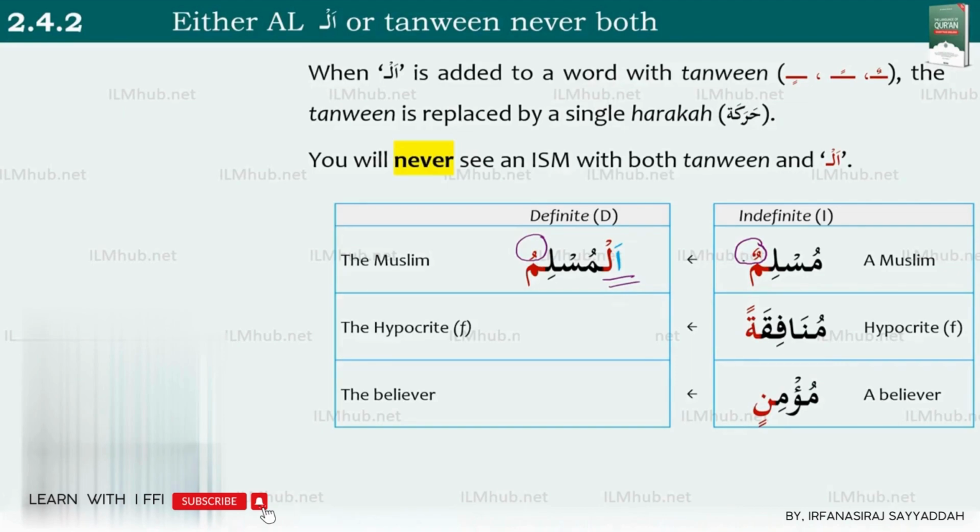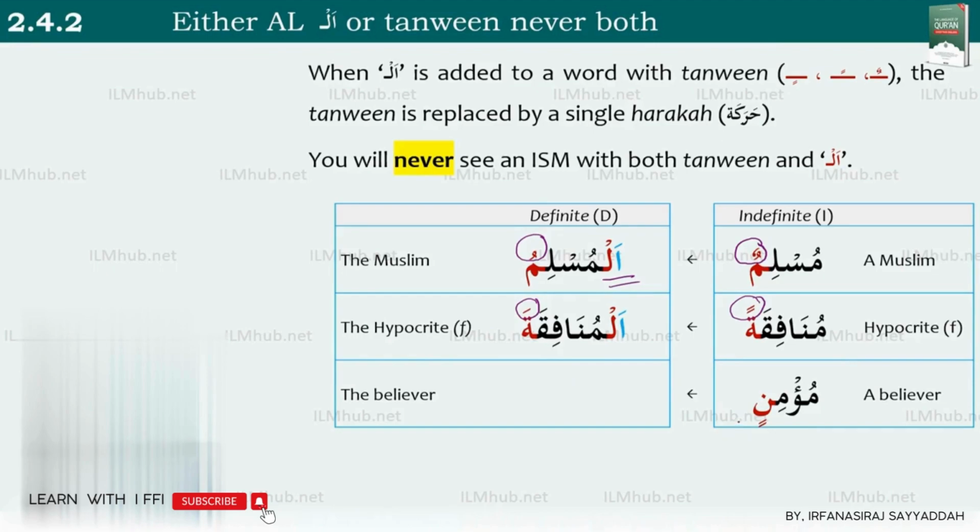So whatever the tanween is, if it's the tanween with two dhamma, two pesh, it will be single. Al-Muslimu. In the next example, we have munafiqatan. Okay, we have two fathas. A hypocrite. I want to say the hypocrite, female hypocrite here. Al-munafiqata. I can see here again, single corresponding vowel. Whatever it was there before, you don't change anything. Just remove the tanween. So from tan, it becomes ta. Al-munafiqata. Again, you can see very clearly here.